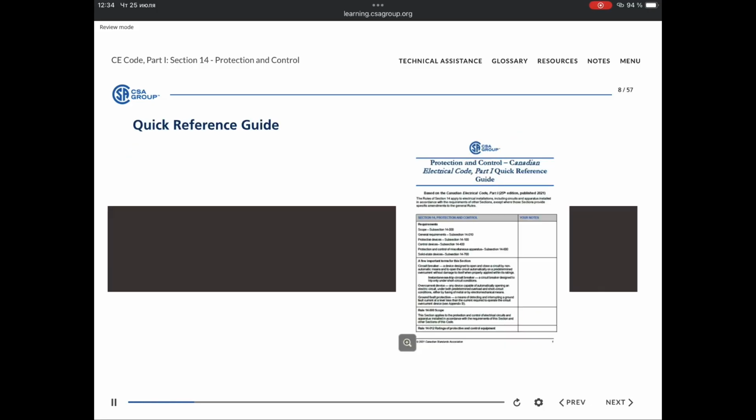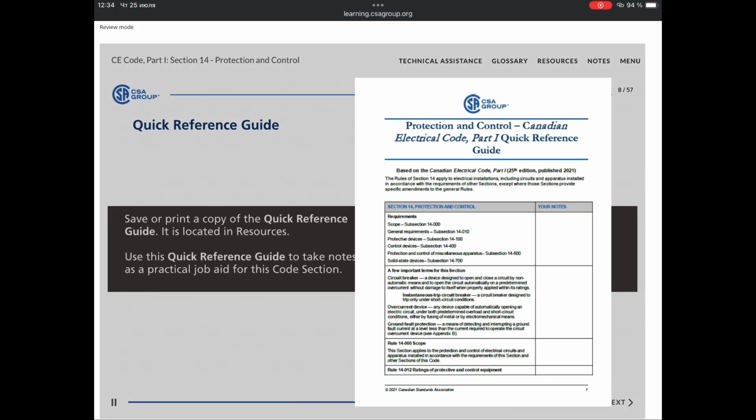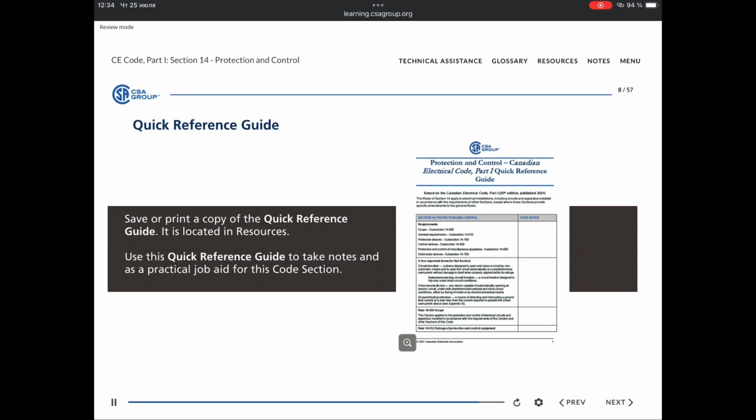Save or print a copy of the Quick Reference Guide. It is located in Resources. Use this Quick Reference Guide to take notes and as a practical job aid for this code section.